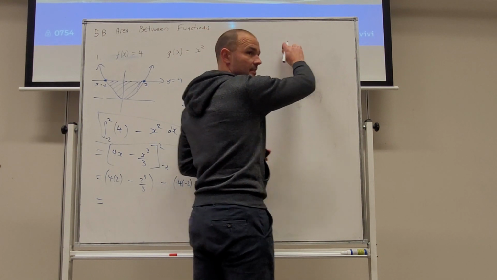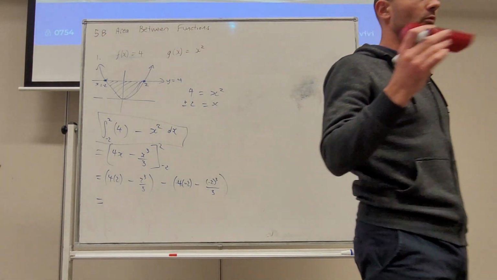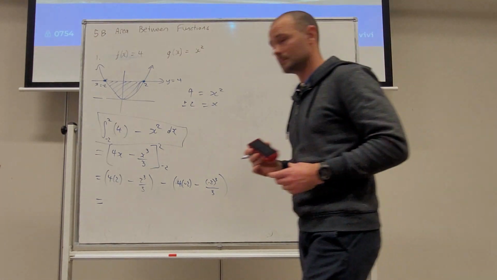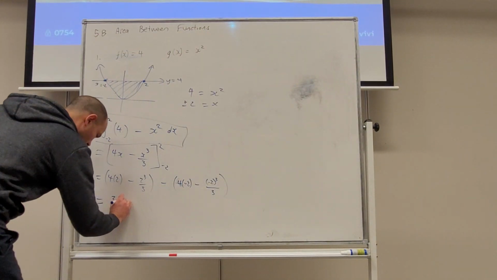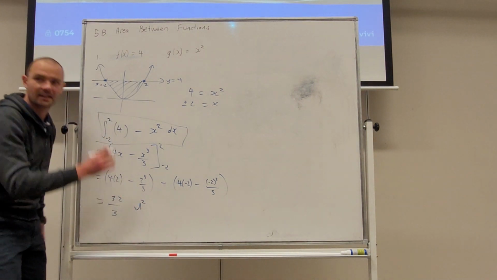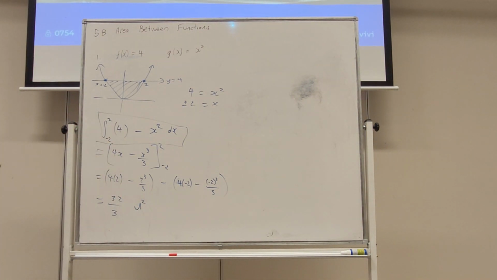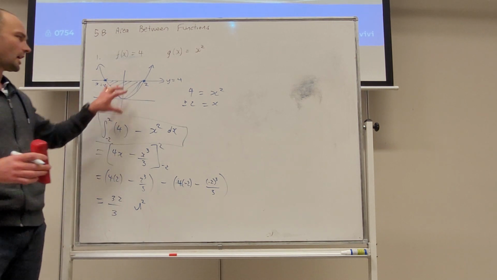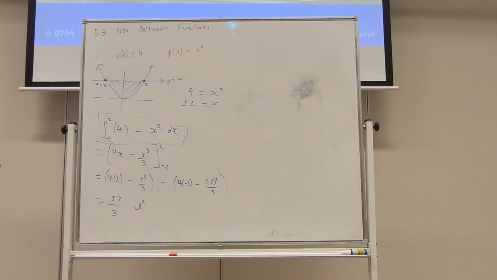Yep, both functions at the same time. So y1, y equals 4, y2, x squared. Excellent, thank you. 32 on top of 3. Yep. And units squared, it's an area, okay, so make sure you plug that in there. Okay, graph both at the same time.